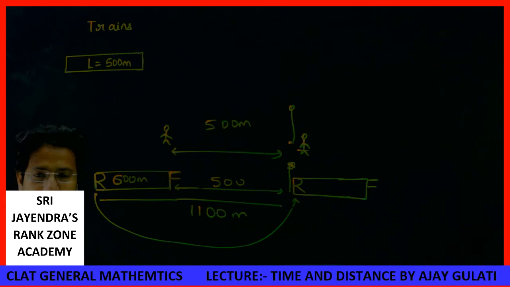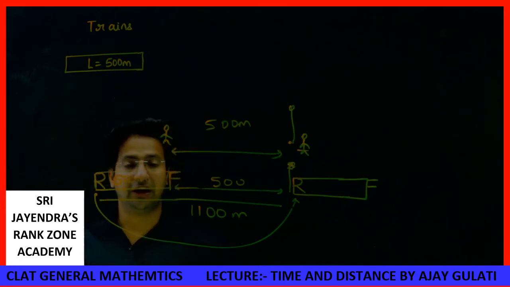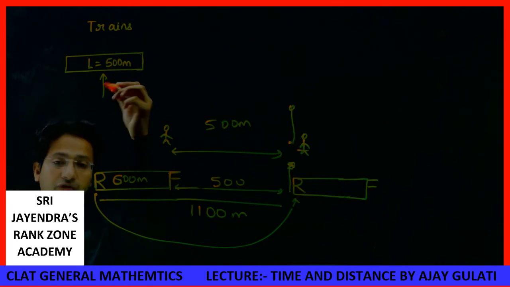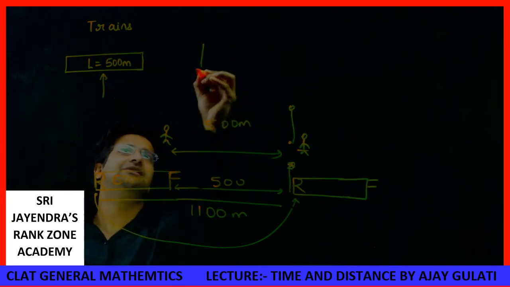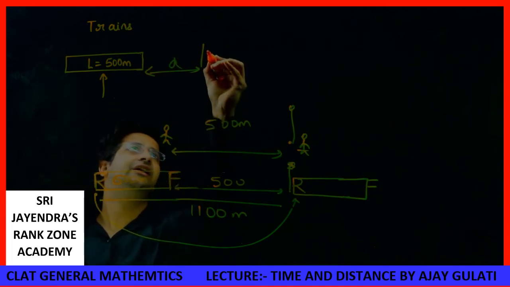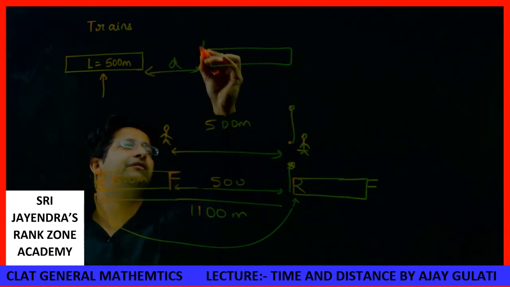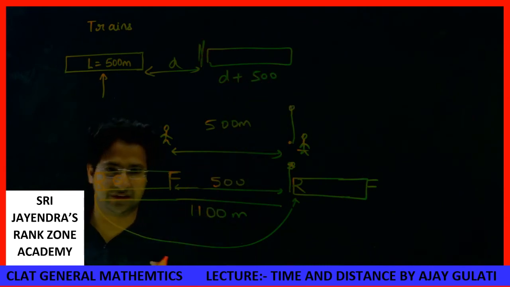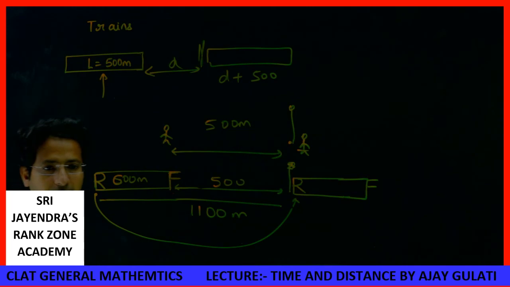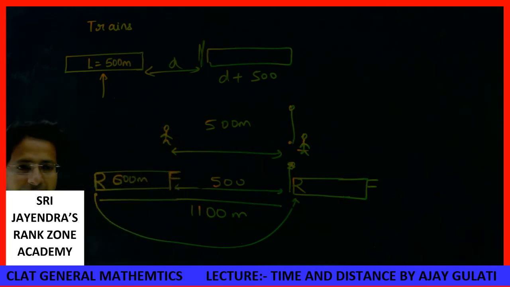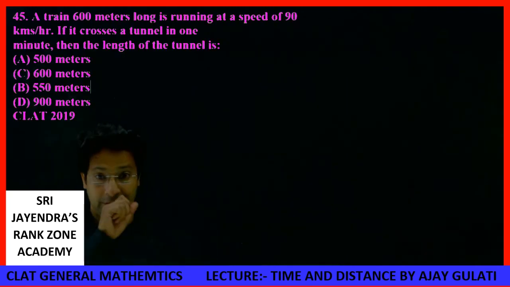So when a train crosses an object, the train has to cover its own length as well as the distance, this particular distance d. So the distance, if the train crosses this particular object, will be d plus 500. This is the concept. Now we are moving on to the questions. I hope everyone has got this concept. Now let's see another question.